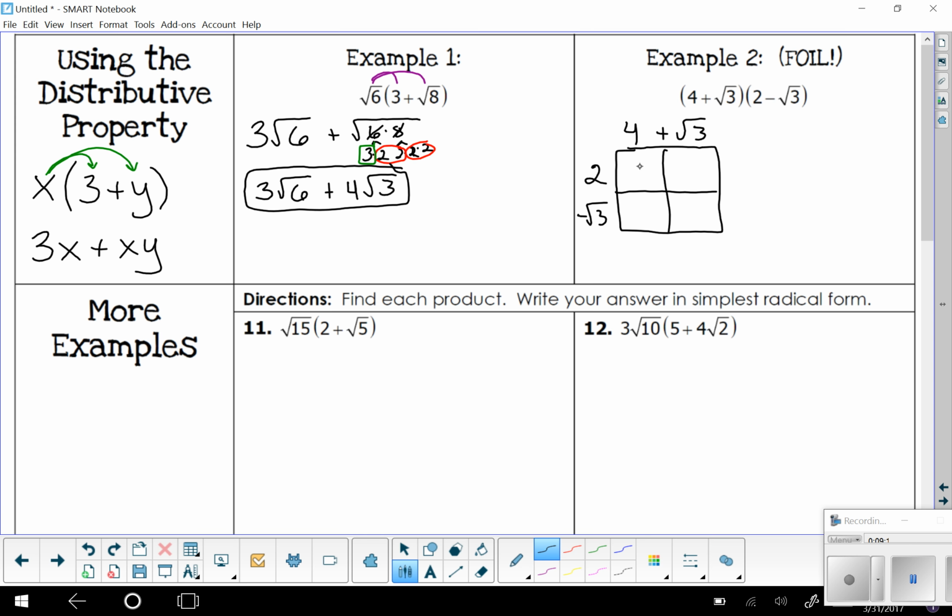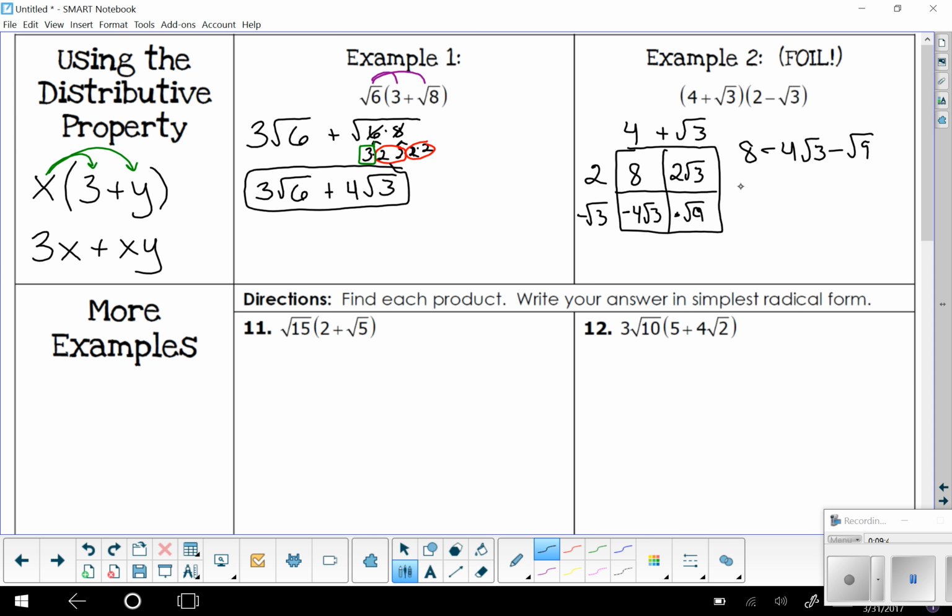So 2 times 4 is 8. 2 times the square root of 3 is 2 square root 3. 4 times the negative square root 3 is negative 4 square root 3. Negative square root 3 times the positive square root 3 is a negative square root 9. Combined, we get 8 minus 4 square root 3 minus the square root of 9.